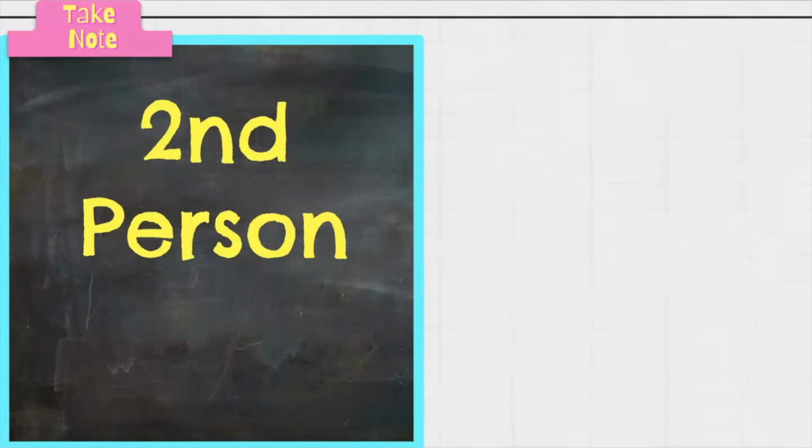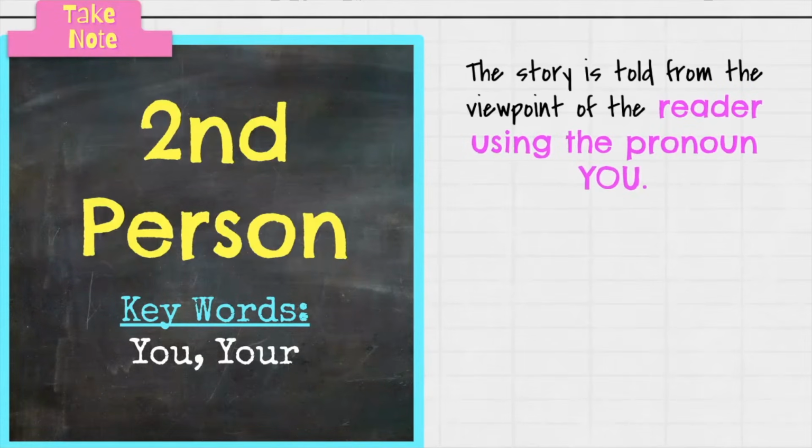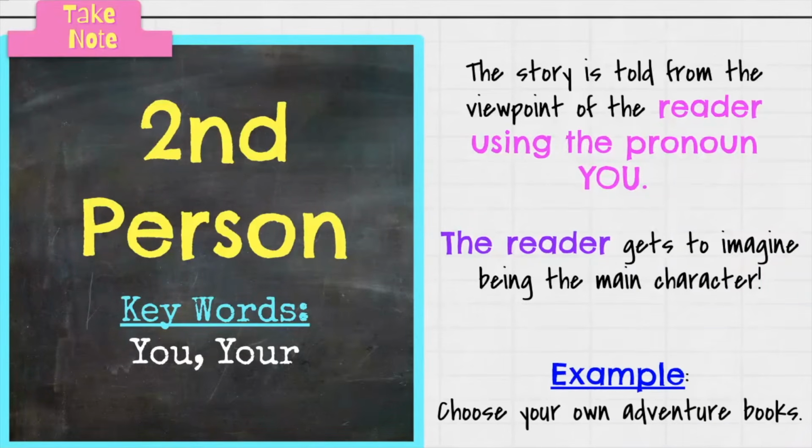The next is the least common type of point of view, second person, and it uses words like you and your. The story is told from the viewpoint of the reader using the pronoun you. So the reader gets to imagine being the main character. The narrator is talking directly to you, so it's like you're involved in the story. Great examples are those choose your own adventure books.